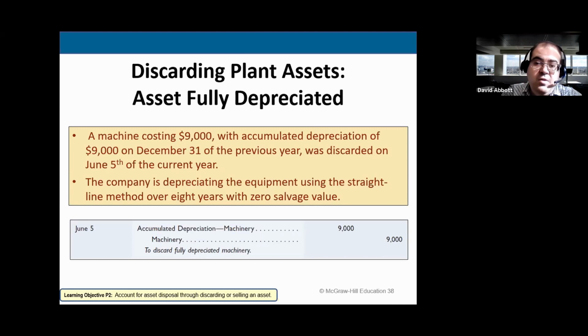And so we see that you would debit accumulated depreciation, machinery, for $9,000, and you would credit machinery for $9,000. Now, this entry reflects all four steps in Exhibit 10.15. Step 1 is unnecessary because the machine is fully depreciated. Step 2 is reflected in the debit to accumulated depreciation and the credit to machinery. Because no other asset is involved, Step 3 is irrelevant. Finally, because book value is zero and no other asset is involved, no gain or loss is recorded.